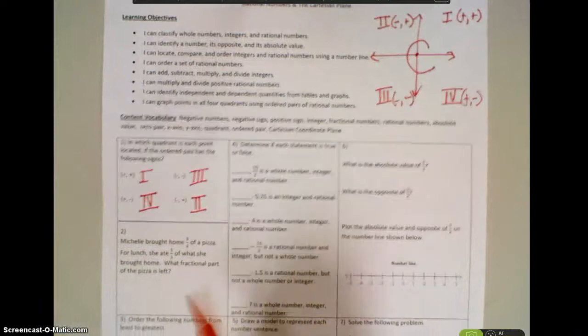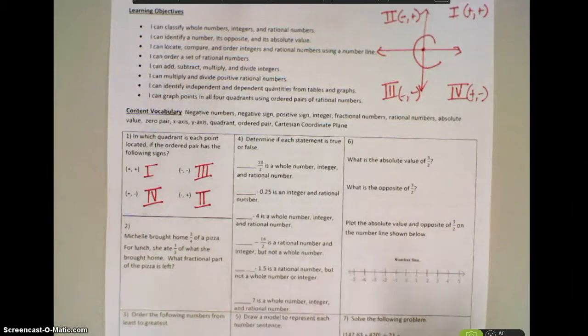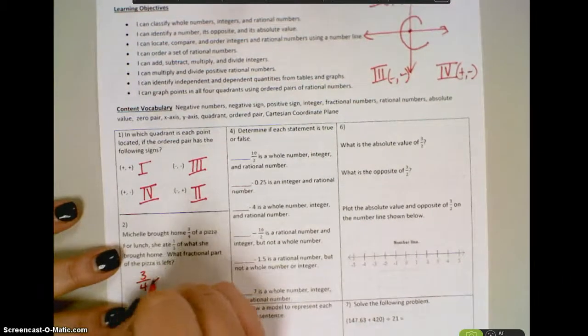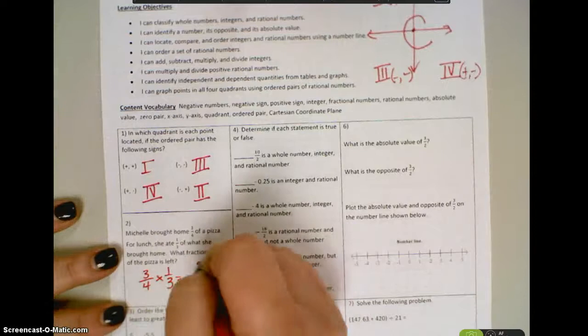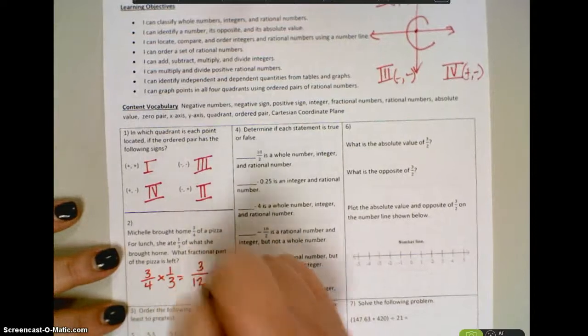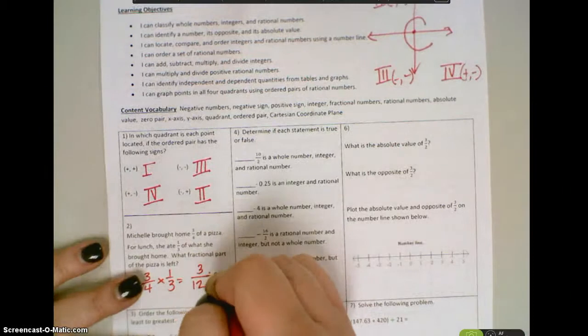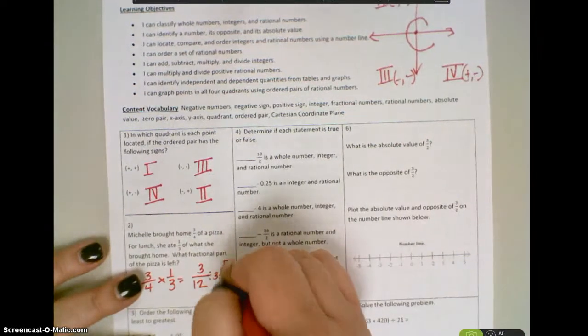Number 2. Michelle brought home 3/4 of a pizza for lunch. She ate 1/3 of what she brought home. What fractional part of the pizza is left? So this is a multiplication problem because I want to know what 1/3 of the 3/4 is. You could draw a picture, but it's really easy just to multiply. So I'm going to do 3/4 times 1/3. When we multiply fractions, we just multiply straight across. 3 times 1 is 3. 4 times 3 is 12. I could leave my answer like this, but it is not simplified all the way because I can divide both my numerator and my denominator by 3. So my final answer would be 1/4.